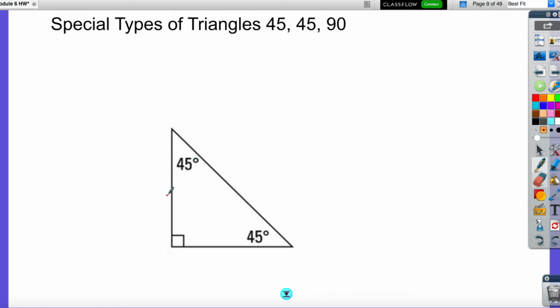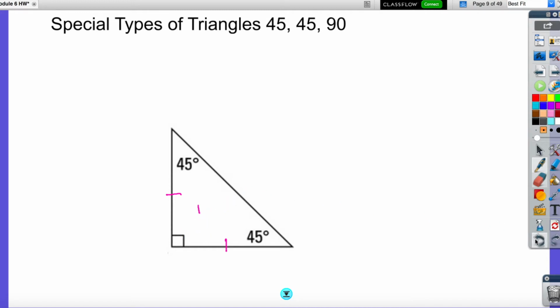Now you know it's a 45, 45, 90 because, one, it's labeled with a 90-degree angle, and two, it's going to indicate somehow that these are equal. They might do that by putting these congruent marks, which means these sides are equal, or they'll put the 45-degree angles here. What I want you to notice is this angle will correspond with this side, this angle will correspond with this side, and the hypotenuse will correspond with that side.